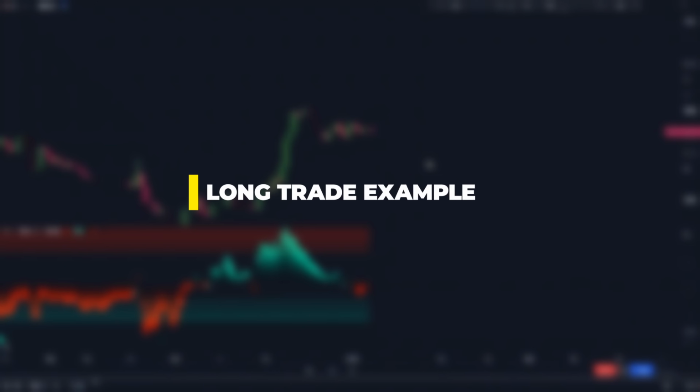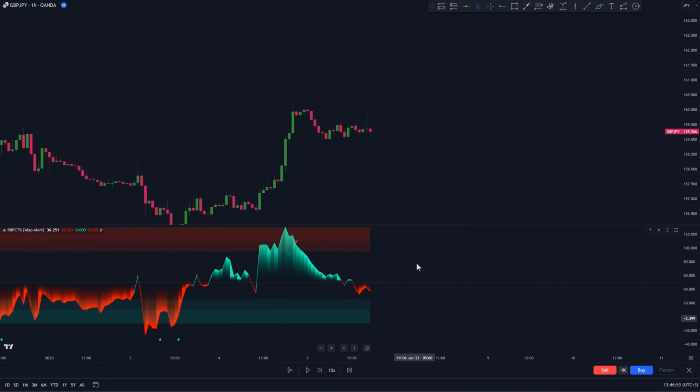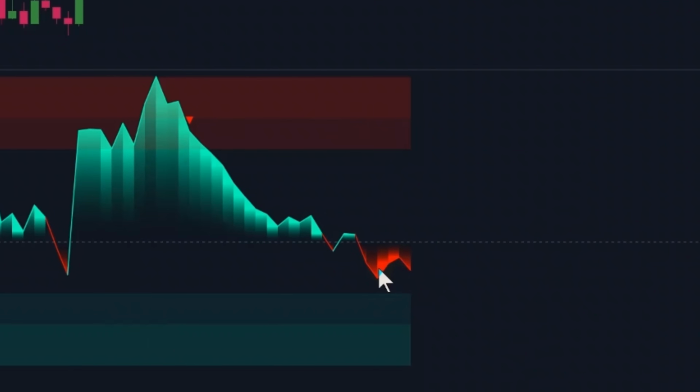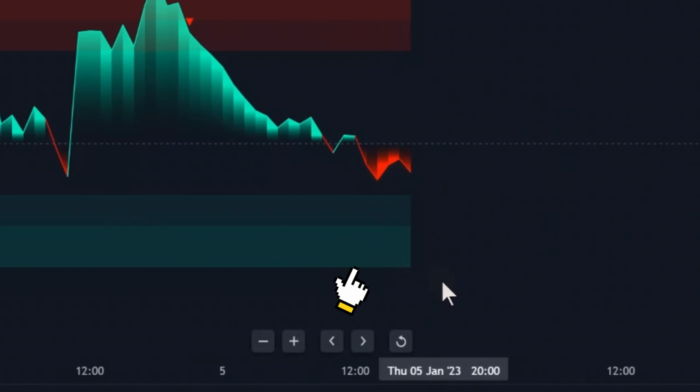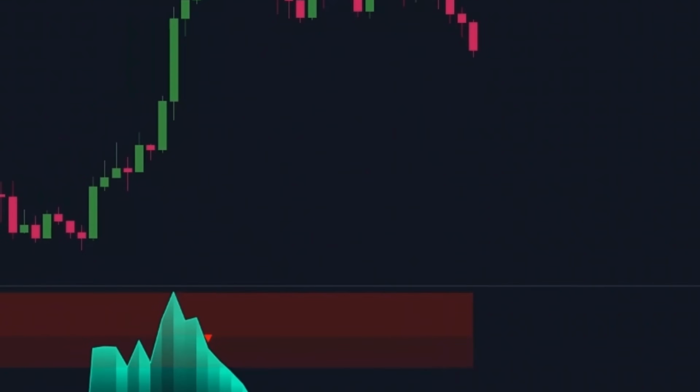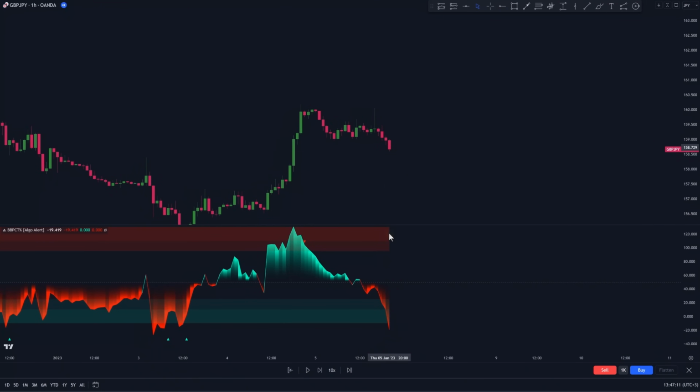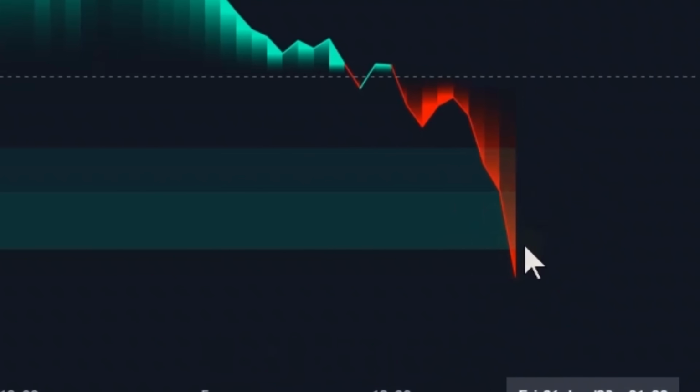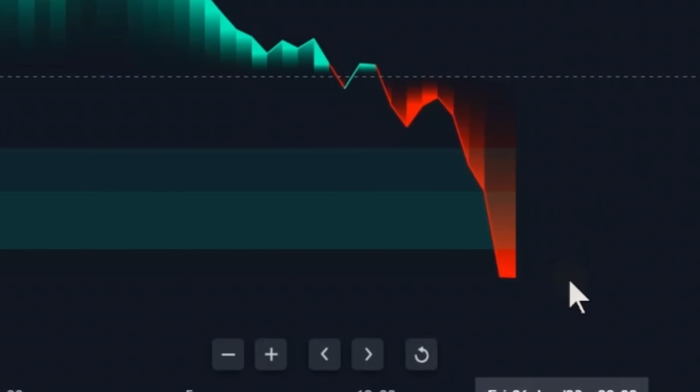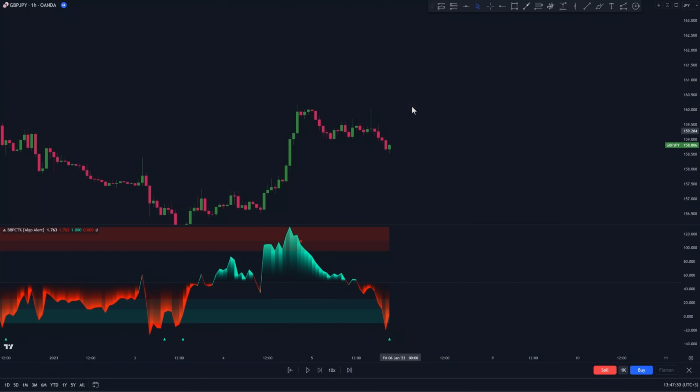Now to take a long trade with this indicator, we're going to wait for this trend wave to break below the lower band. This indicates an oversold market condition. After that, we're going to wait for a green upward arrow to be printed. This indicates the probability of a trend reversal to the upside.